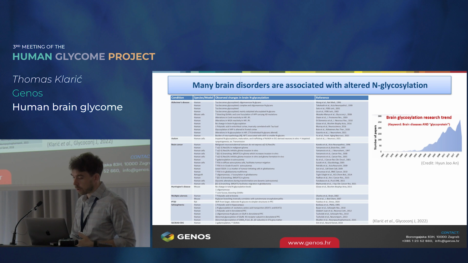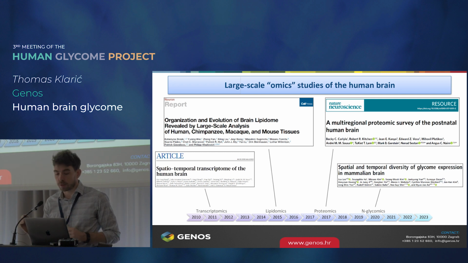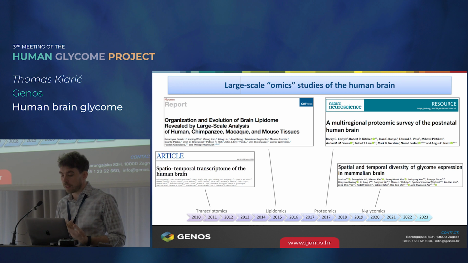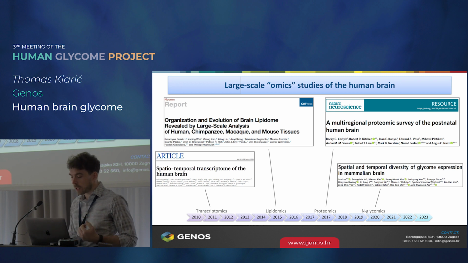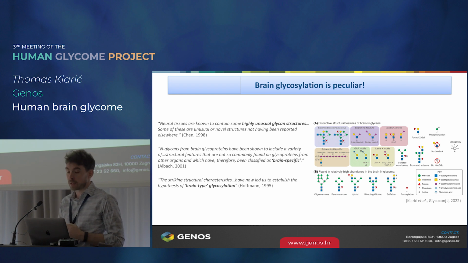You can see it's a rapidly growing field, but as is the case in many fields, large-scale N-glycomic studies are still lagging behind the other modalities, as you can see. And it's only in the last couple of years that large-scale N-glycomic studies of the human brain have really taken off. So it's early days, but we have learned some things about brain N-glycosylation so far, and one of them is that it's quite peculiar.